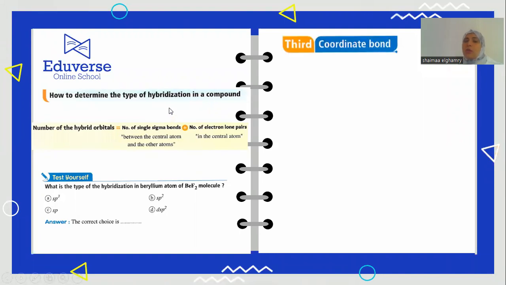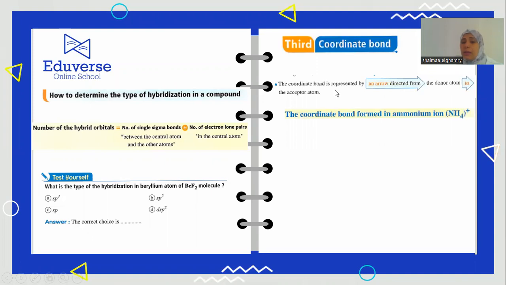Third, the coordinate bond. What is meant by coordinate bond? In a coordinate bond, one atom which has 1 or more lone pairs of electrons shares or donates these 2 electrons to another ion or atom which needs these 2 electrons. The coordinate bond is represented by an arrow from the donor atom to the acceptor atom.